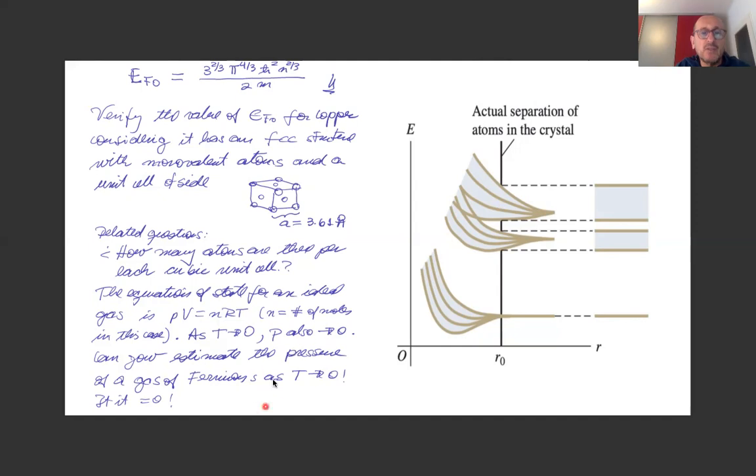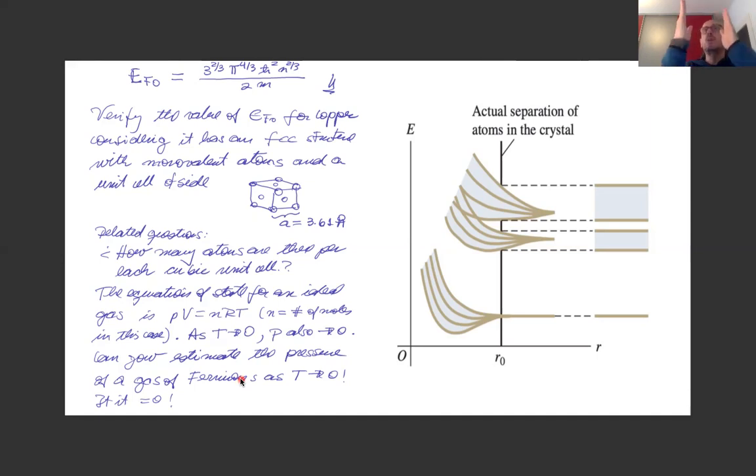Well, the way I'm asking it here, it does not. So I'm asking you, can you calculate the pressure at 0 temperature for this gas? The way to do this is the following: you have this whole gas, and if you want to compress the whole gas, you actually have to do work. How much work do you have to do?